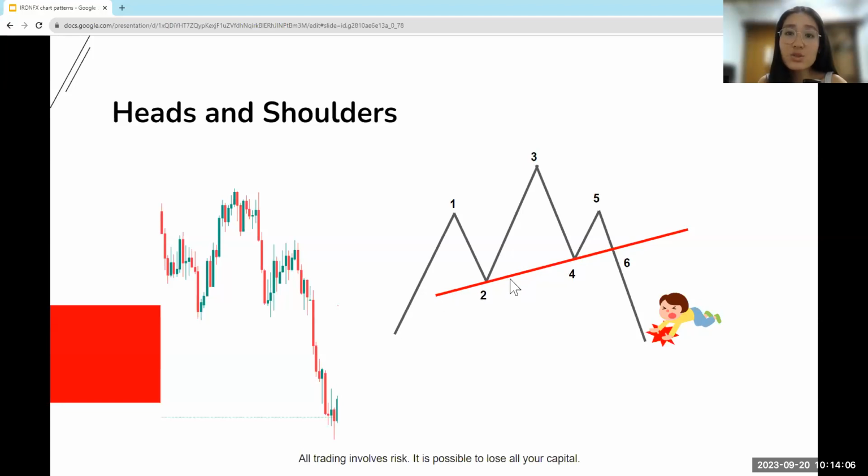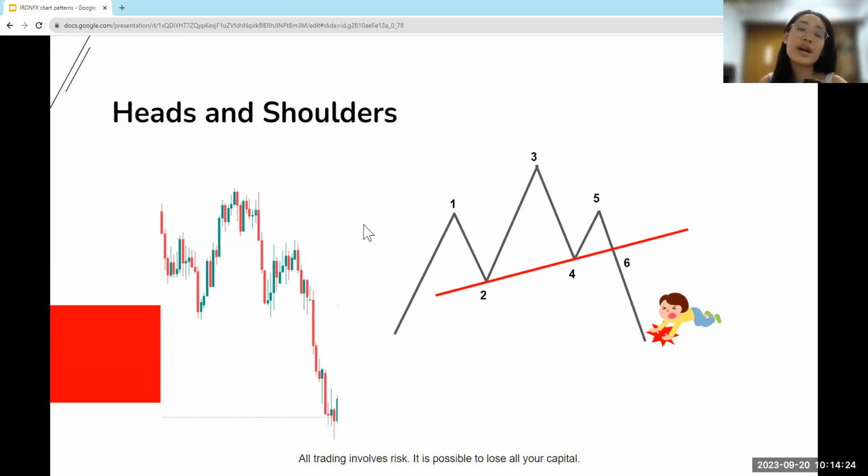So we have higher lows from 2 and 4, and that's where we can draw our line across. Once price breaks out of here, then we can say that there is a confirmation that there is bearish reversal happening here. Similarly, I've included a candlestick example here.